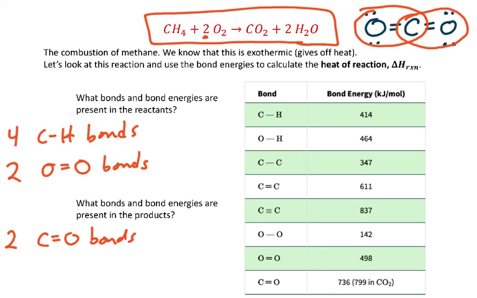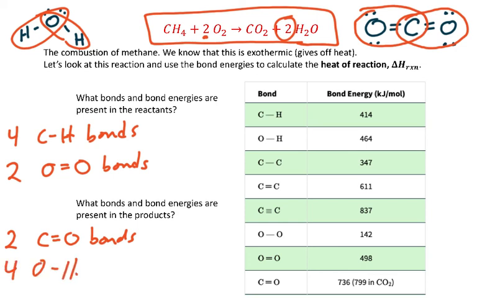And then water. Water would look like this, right? A bent molecule. And each water molecule has an OH and an OH. And there are 2 molecules, so we have 4 OH bonds. Right? Now, let's look at the bond energies present.